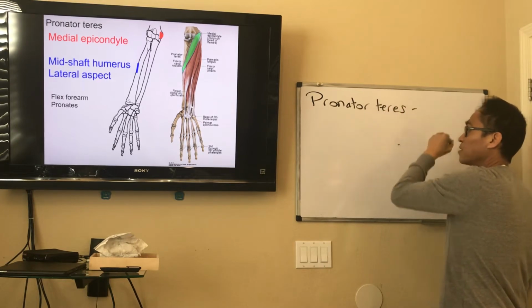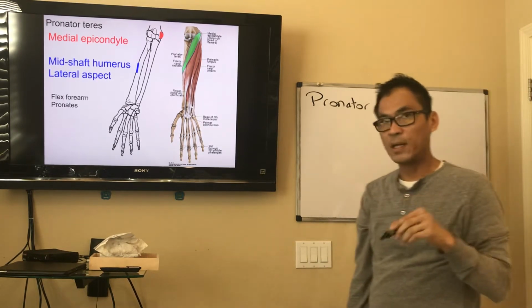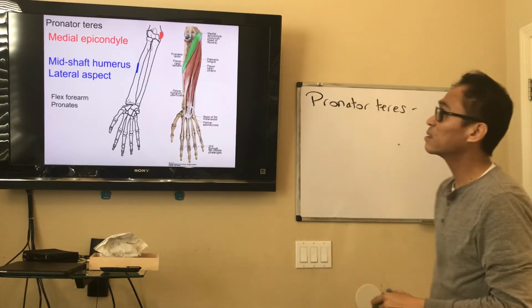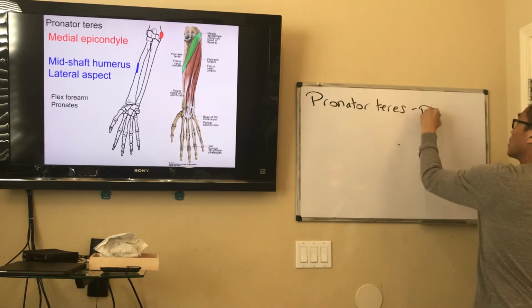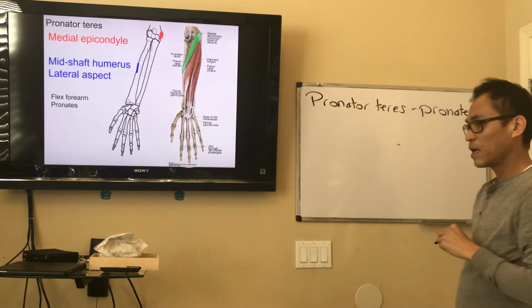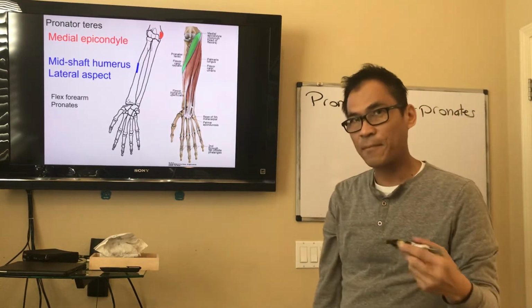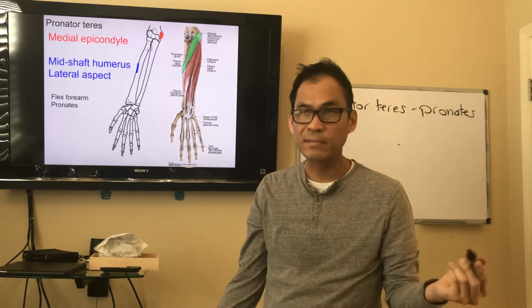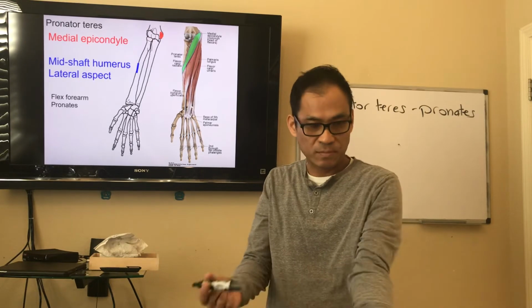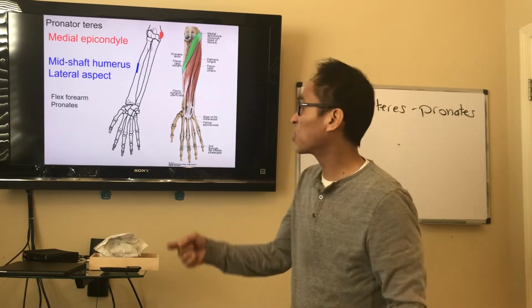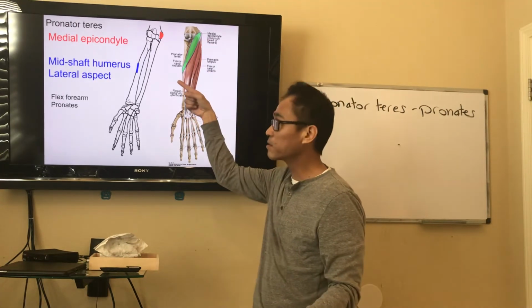I'll start with the obvious. If the muscle is named for what it does, you know what it does. It pronates. And for naming that movement, pronation, supination, you don't even have to say of what. Pretty much it's understood, it's the forearm. So just say pronates, it's fine. But because it crosses the elbow joint, it can help flex.